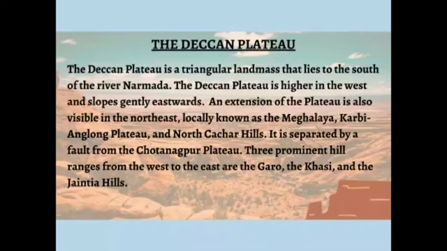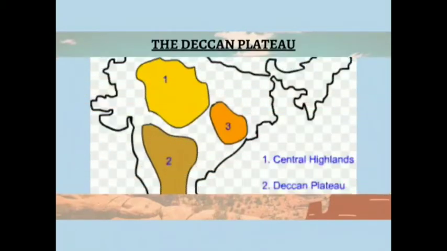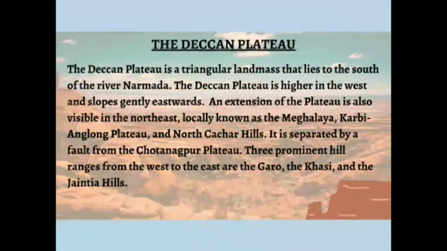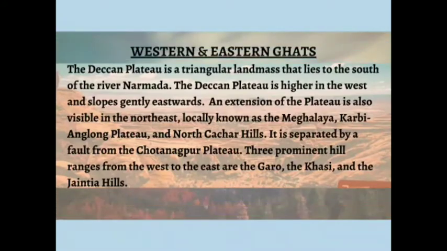Extension of the plateau is also visible in the northeast. In northeast India, some part of Deccan Plateau is also there. It is called Meghalaya, Karbi Anglong Plateau and North Cachar Hills. It is separated by a fault from Chota Nagpur Plateau. If you see here, above Chota Nagpur Plateau, there is this Meghalaya Karbi Anglong Plateau, separated by a fault from Chota Nagpur Plateau. These three prominent hill ranges from the west to east are Garo Hills, Khasi Hills and Jaintia Hills. This was about Deccan Plateau.